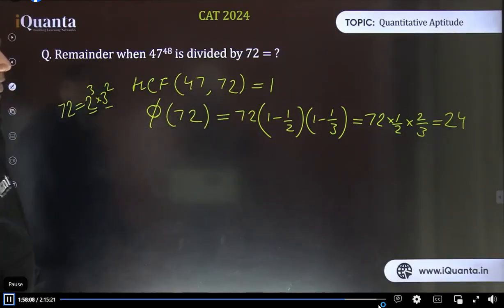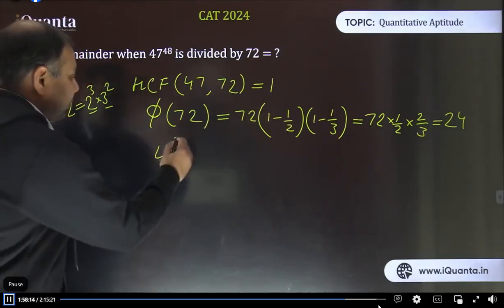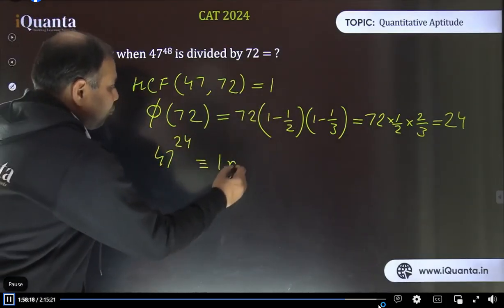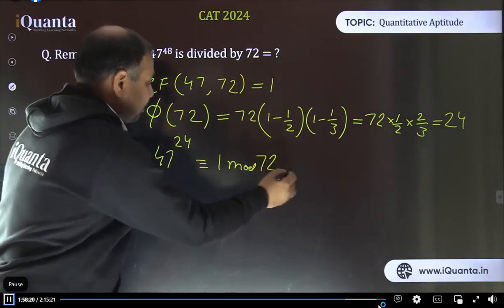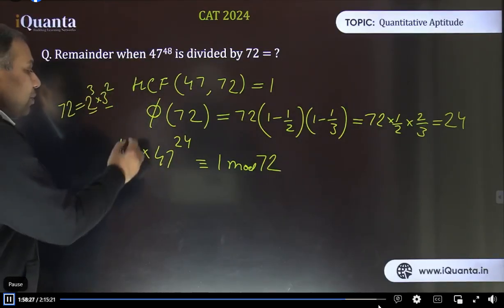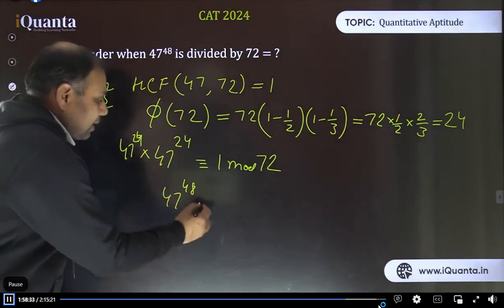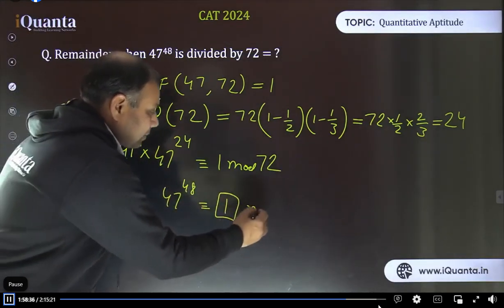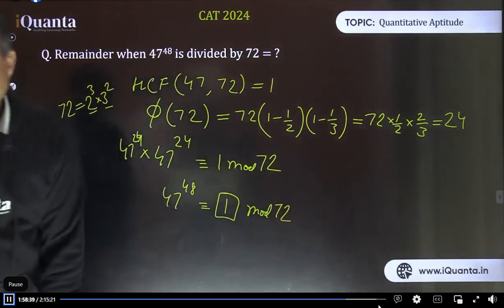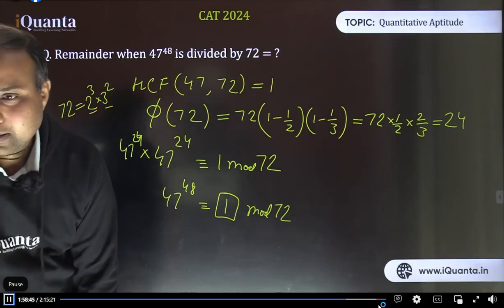Next step, from this theorem, I got to know that 47 raised to power 24 is going to give us remainder 1 when divided by the divisor 72, right? Here power is 48. It's okay. If there is one more 47 power 24, that will also give remainder 1. So basically 47 power 48 gives remainder 1. That's the answer, right? So remainder is 1. Yes, remainder 1 will come. Most of you got it right. Yes, it is not 0. Don't make this mistake.